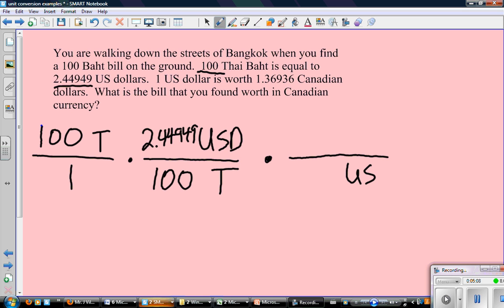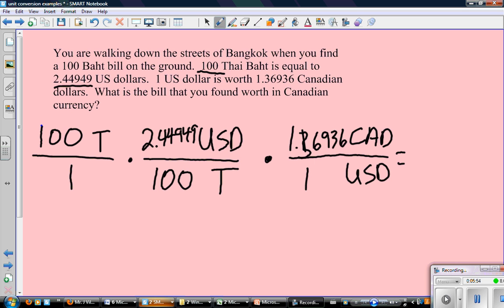I don't want them, so I'm going to put it on the bottom. So US dollars on the bottom, and I want Canadian up top. And it tells you that 1 US dollar is worth 1.36936 Canadian. Obviously that exchange rate's a little bit old, but you get the idea. So now you just multiply through. So you go 100 times 2.44949 times 1.36936 divided by 1 times 100 times 1.